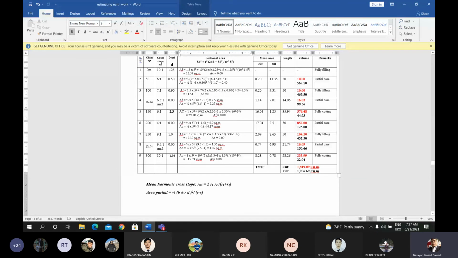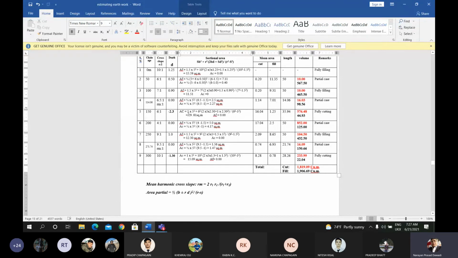This area will be 0 for the filling here, because it is a fully cutting case. So the area of cutting will be: S for cutting is 1, B is 5, SB square plus R is 6, square, twice BD, D is 2.3, plus SD square divided by R square minus S square. You will get the cutting area of 29.81 square meter and the filling area of 0, because it is a fully cutting case.